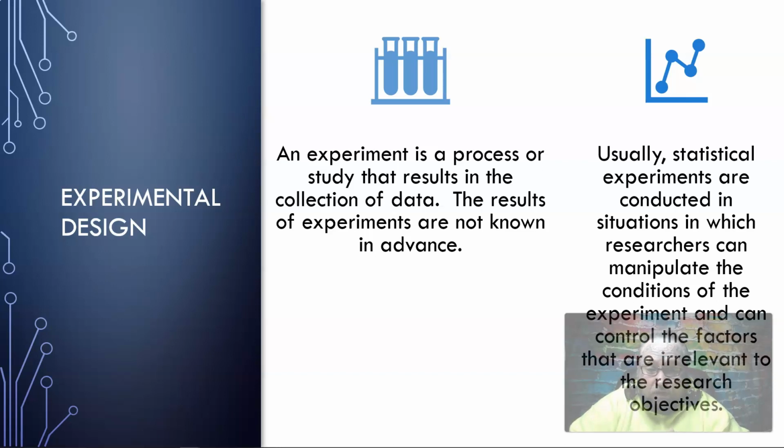Now, usually statistical experiments are conducted in situations in which researchers can manipulate the condition of the experiment and can control the factors that are relevant to the research objectives. If you're looking for the effectiveness of some kind of liquid when growing plants, well, then you don't want to have varying amounts of light and other temperature conditions that also affect plants, that you would have learned from some of your background research into it. You need to be able to isolate those, turn those into controls so they don't become spurious reasons for the cause and effect that you're looking for in this specific experiment.